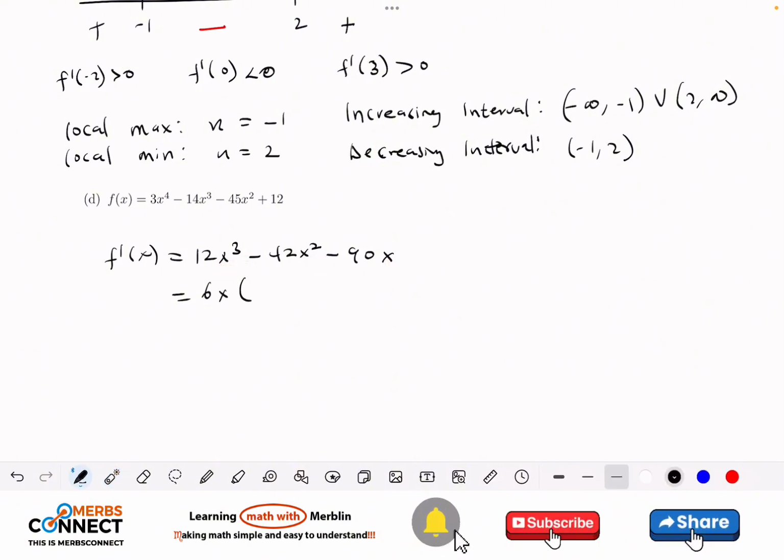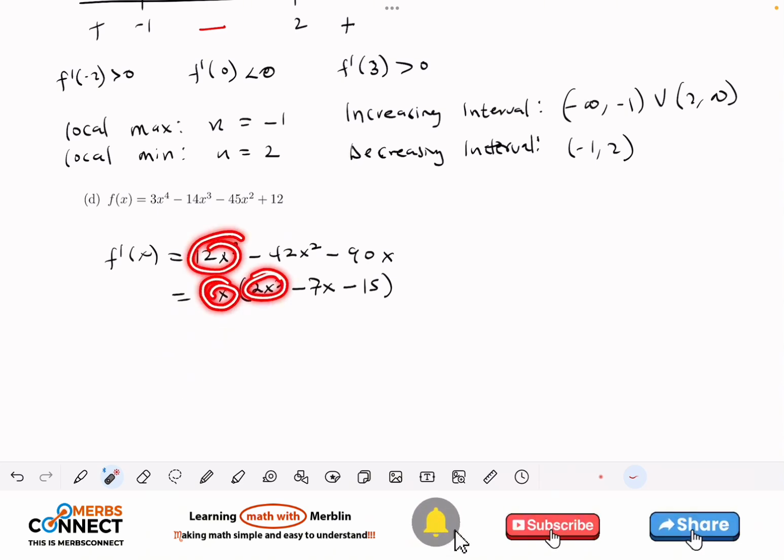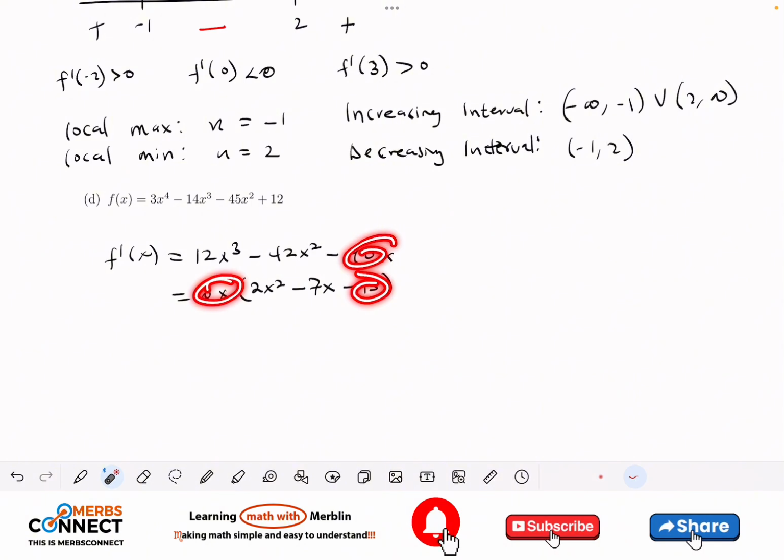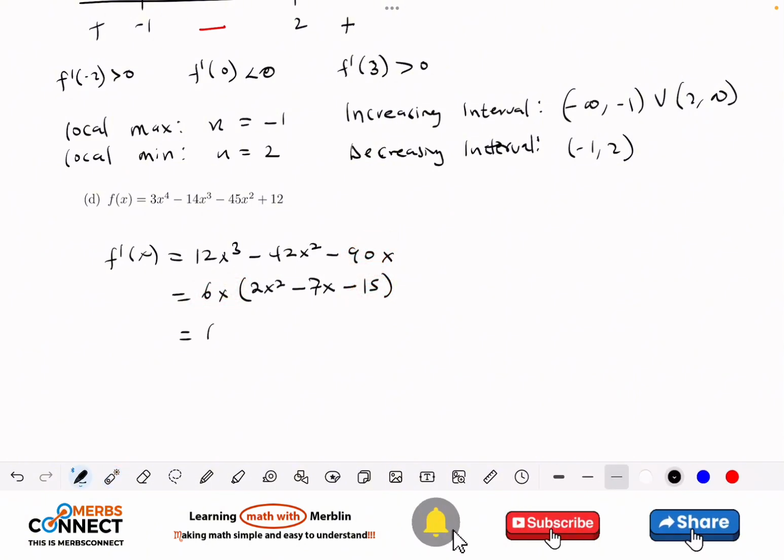So now when I factor this one will be left with 2x squared minus 7x minus 15, right? So when I multiply 6 by this, I'll get this. 6 by this, I get this. 6 by this, I get this. Good. So now the next thing to do is I need to make sure that I factor this.